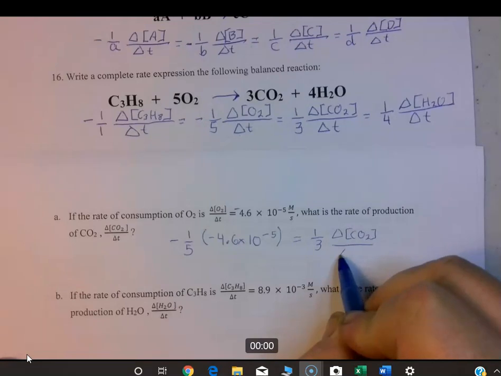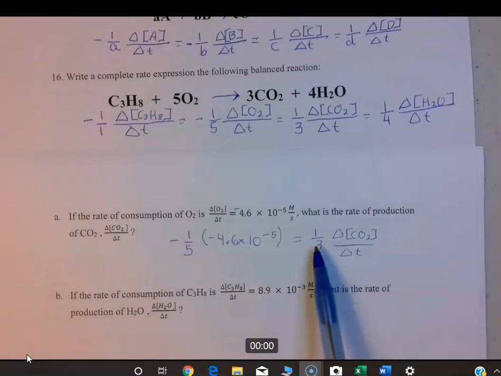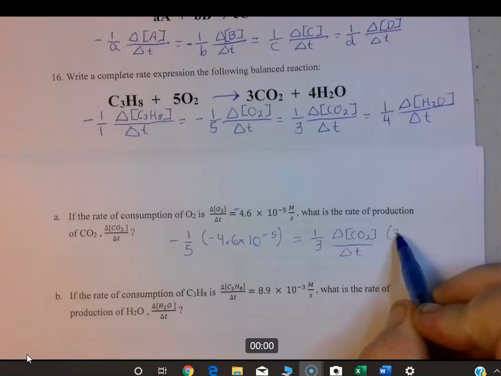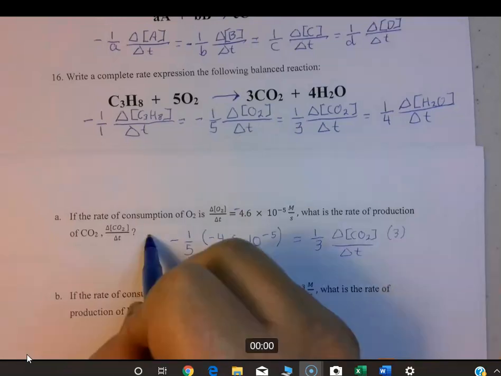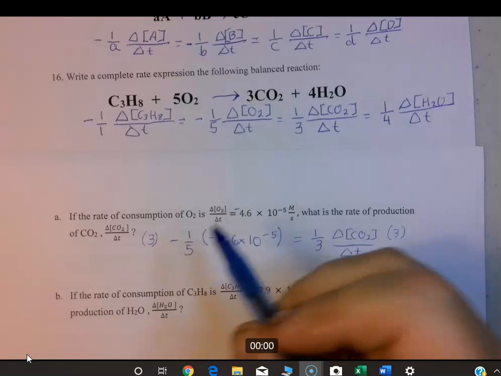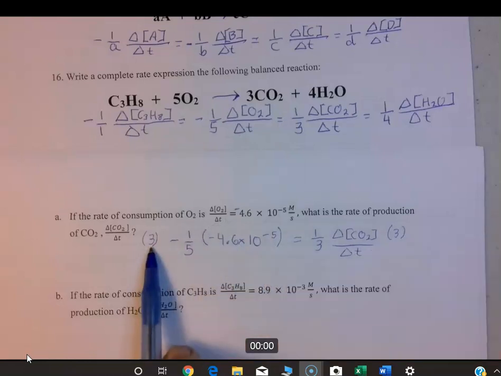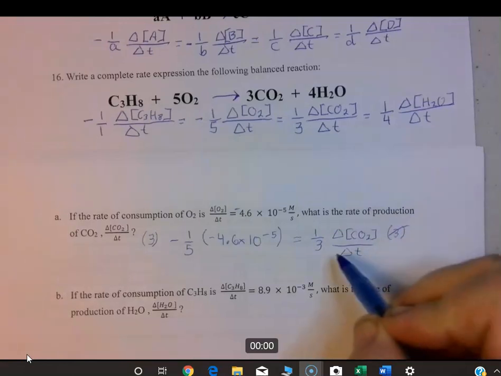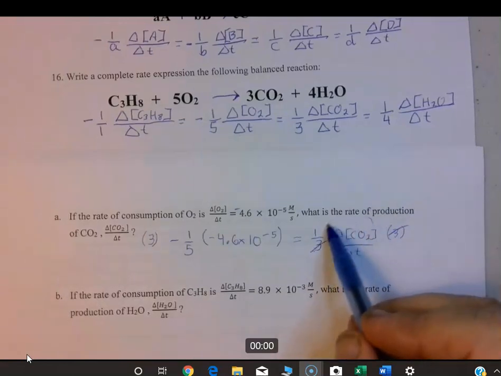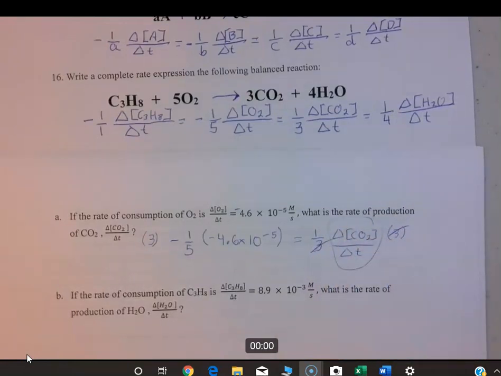So at this point, it just becomes a simple algebra problem. If we multiply both sides by 3, three times all of this, and 3 times this is going to cancel. That's why we did it. So now we have this term by itself. We've solved for delta CO2 over delta T. And now we just have to crunch the numbers on this.